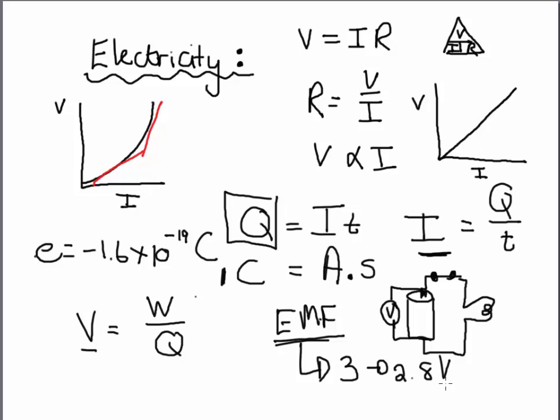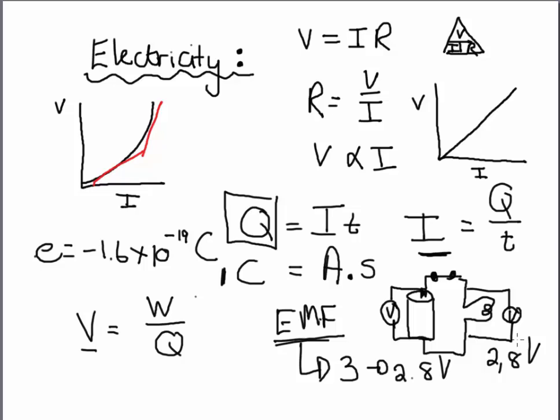So external potential difference is also measured with a voltmeter. Remember that you can also connect that voltmeter over this resistor, and it will also give you the same 2,8 volt reading. These are some of the basics that you need to know to be able to move forward in grade 11.